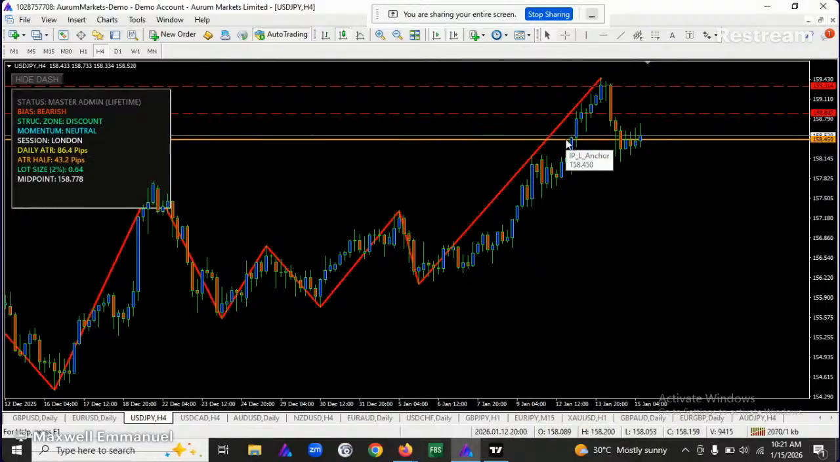Once that happens, that will be a massive sell. So wait for price to pull back to this zone before you sell USDJPY. I hope that is clear.